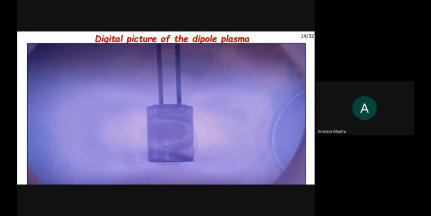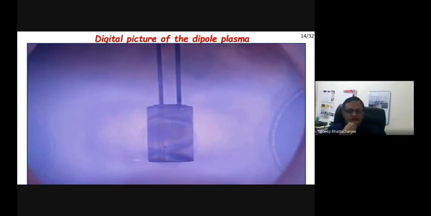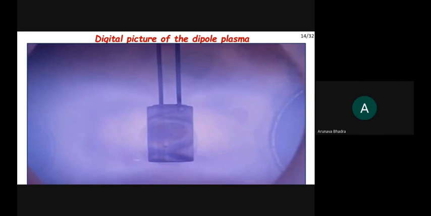Another related question: what is the status of tokamak right now? That is the magnetic confinement of plasma, the artificial sun.